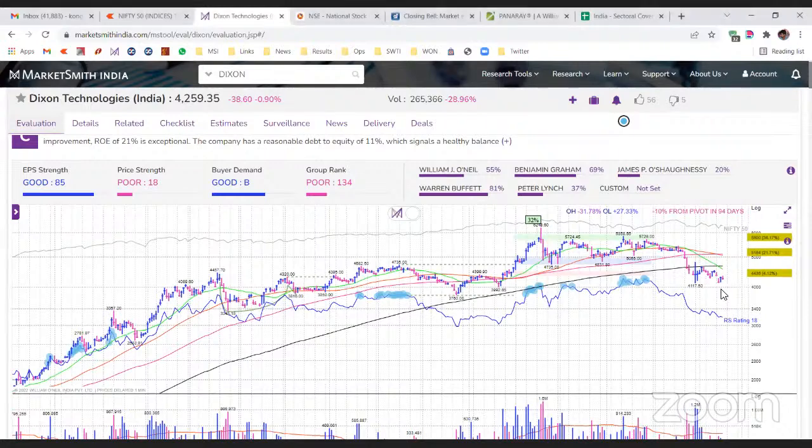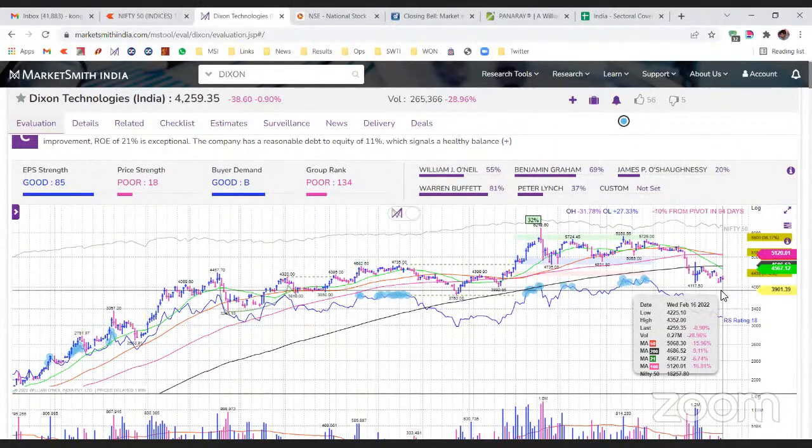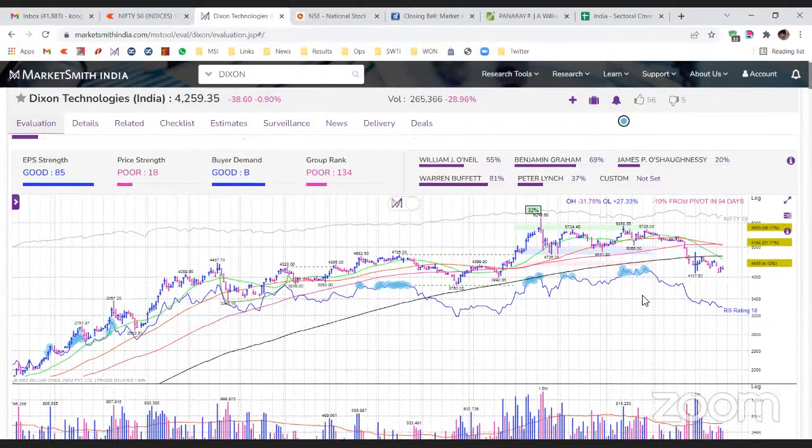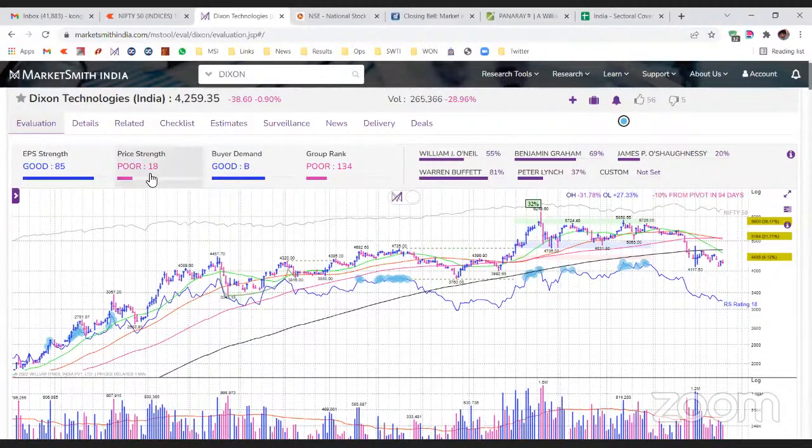You can see here Dixon is clearly below its 50, 100, 200 DMAs, which is not a good sign for growth investors like us. However, its EPS is at 85, which is very good. It has reported very good numbers last 3-4 quarters. That is the reason of high EPS. However, RS has been lower at 18 because the stock has been falling or taking a profit booking. That is the reason RS is at 18.